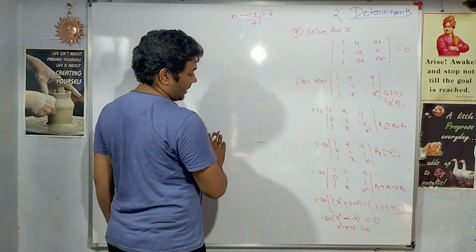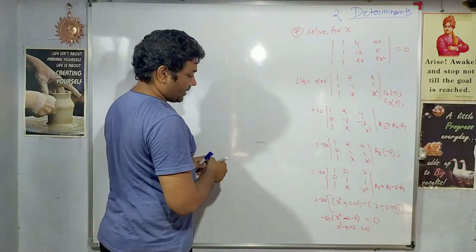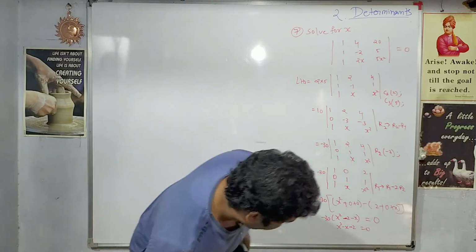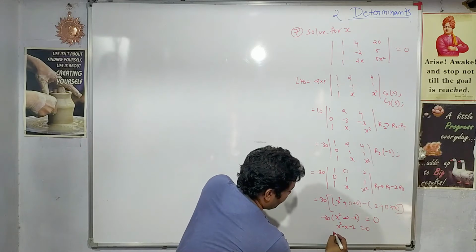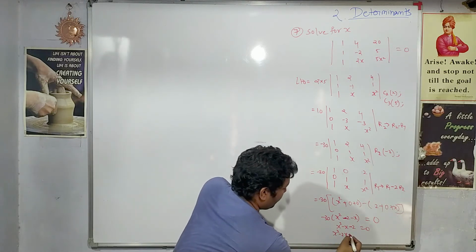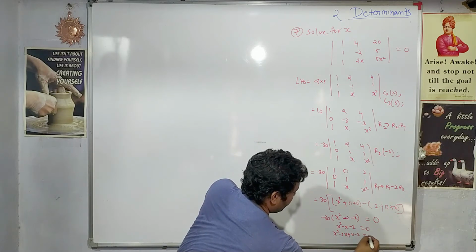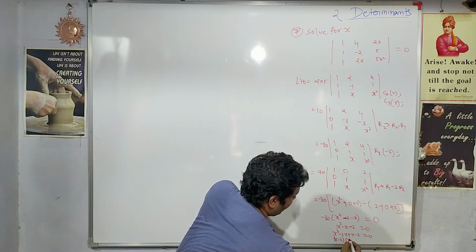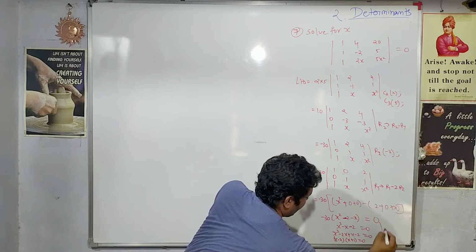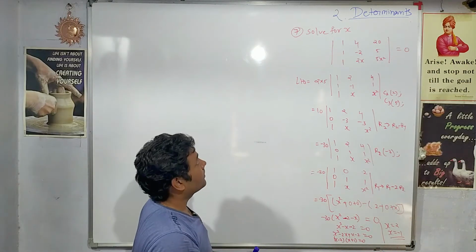Now if I factorize and simplify this, it will give me x square minus 2x plus 1x minus 2 equal to 0. So x common, x minus 2 and x plus 1 equal to 0. So we have the answer x equal to 2 and x equal to minus 1.